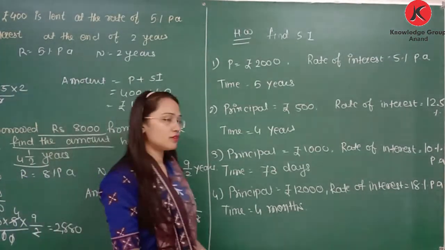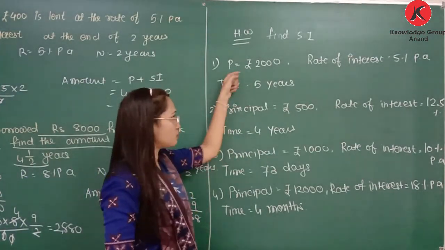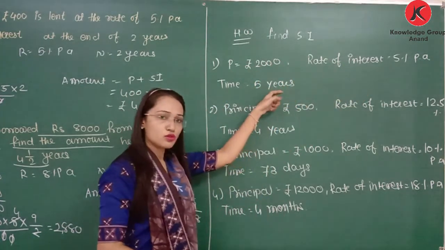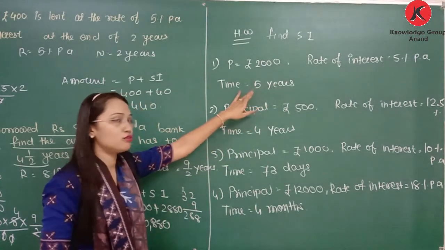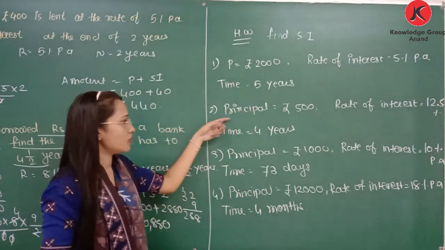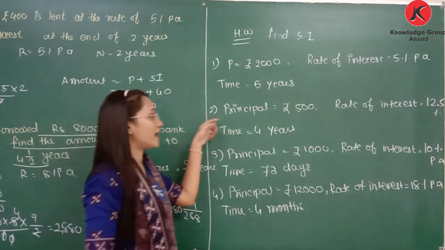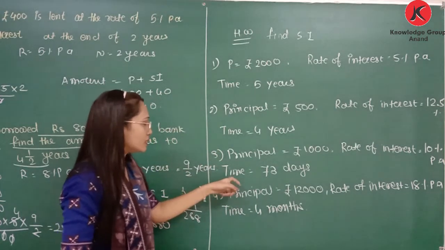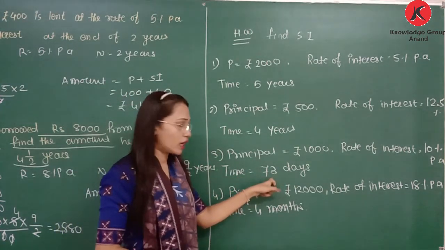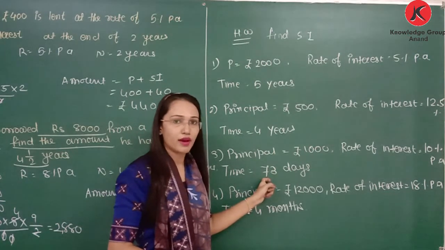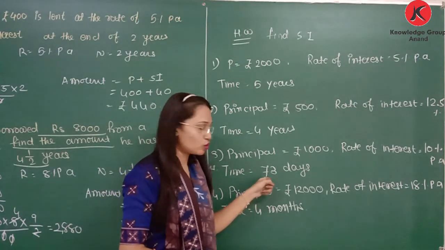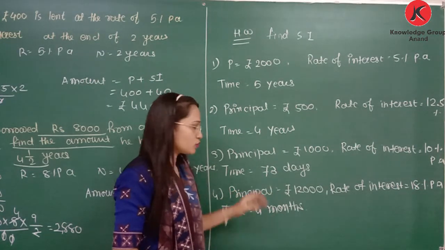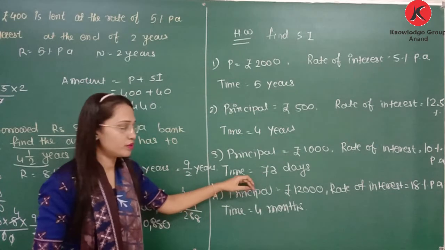Here 4 examples are given that you need to solve in homework. So for first P is 2,000, rate of interest is 5% per annum and time is 5 years. So you can directly use simple interest is equal to PRN divide 100. For this time is given 73 days. So convert this day into year by dividing it with 365. Okay, if you divide 73 by 365, then you get value in a year. So this kind of example we already solved in previous video.